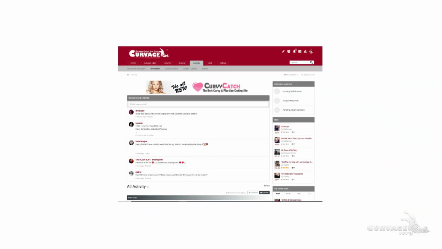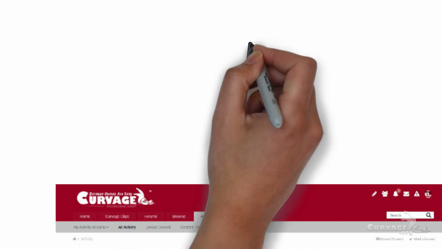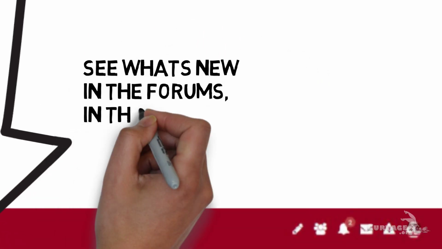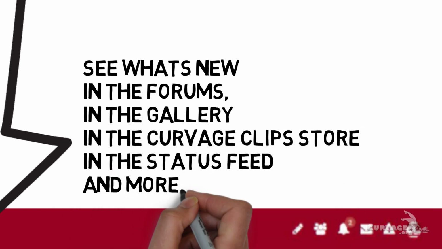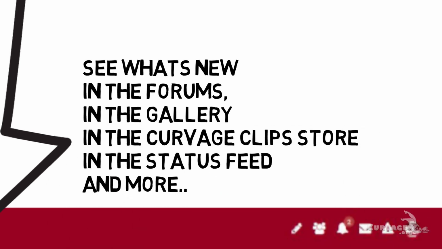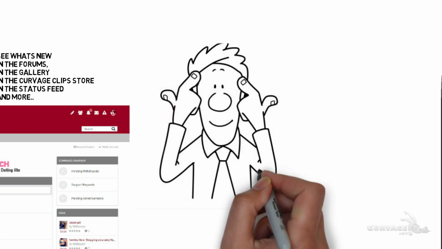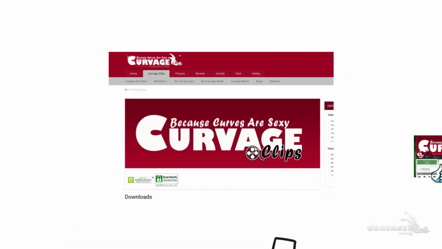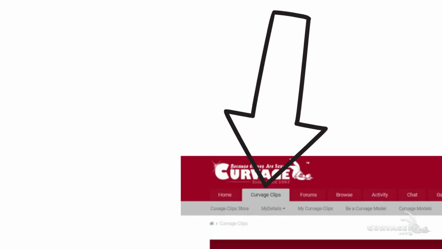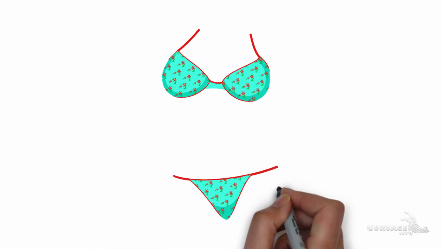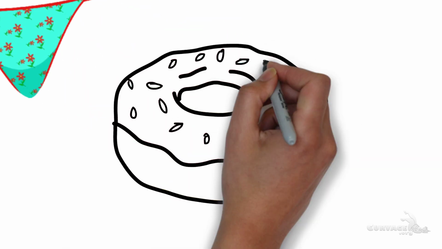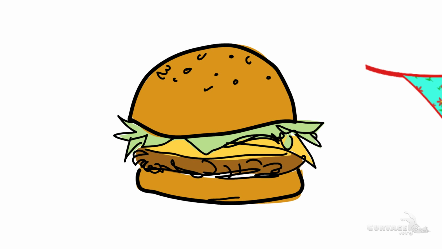Another great thing to do on Curvage is to click the Activity tab in the menu. This is a list of all the things that are going on all over the website. It lets you know what's being posted where, and you can really keep your finger on the pulse of what's going on at Curvage. You can filter and sort it in all kinds of crazy ways. Definitely recommend using that. We also have a Curvage Clip store where models post content that you can purchase. Really great stuff. Definitely recommend checking that out.